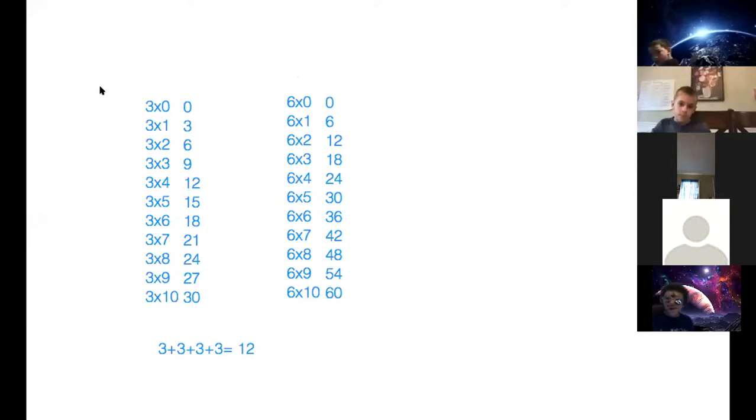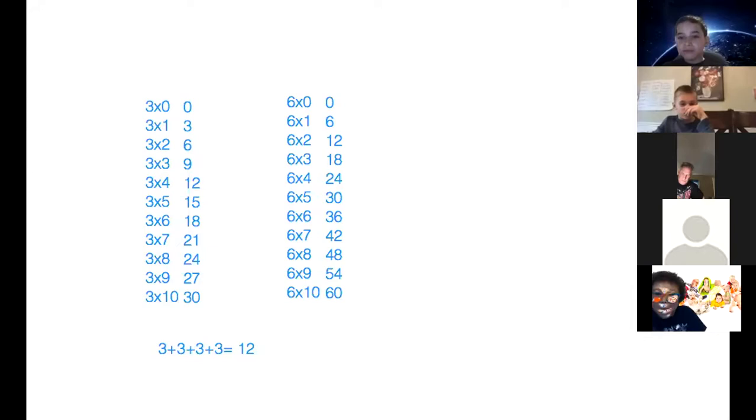Nicholas, what do you see in between these two? Like, what is a pattern that you see in the 3 times tables and the 6 times tables? That every 3 number is a half of the 6 number. That's right. That's absolutely correct. Thank you for that. Tobias, do you see that? 6 times 1, half of that is 3 times 1. Now, Tobias, why do you think that is? What is half of 6, Tobias? 3. That's right.